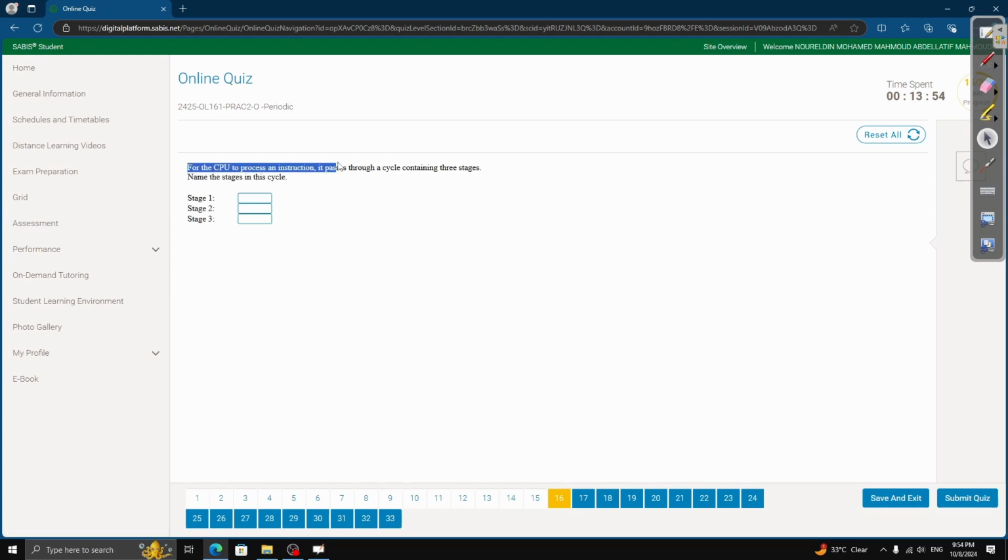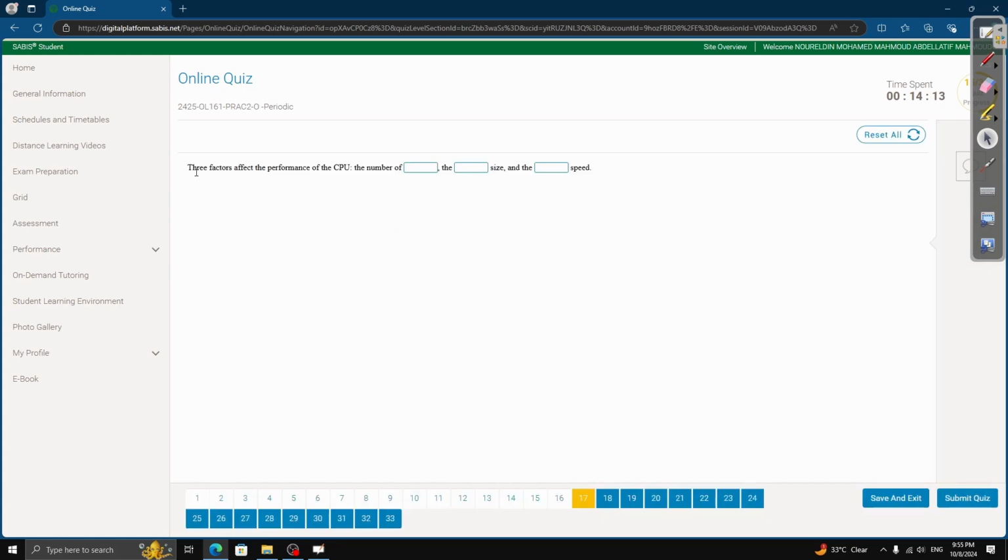For the CPU to process an instruction, it passes through a cycle containing 3 stages. Name the stages in this cycle. It's basically fetch, decode, execute. This you have to memorize, along with the von Neumann architecture. Decode, execute.